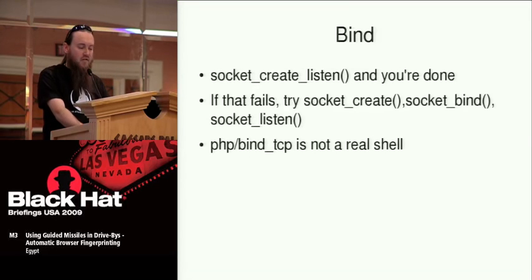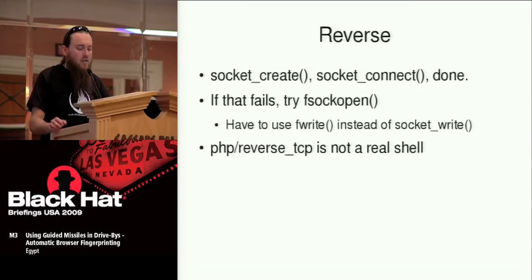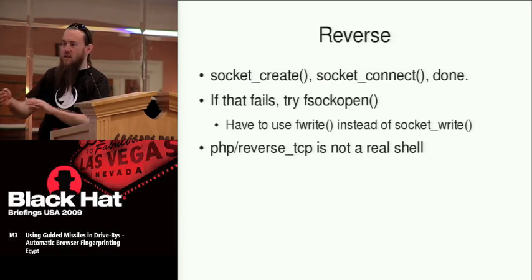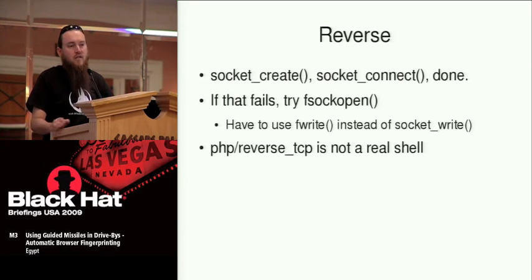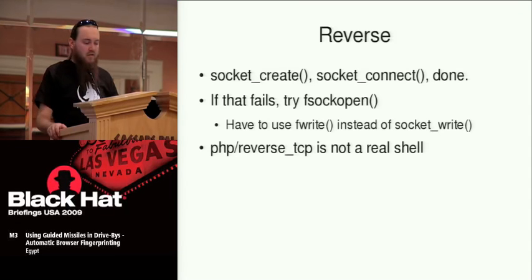Bind is really easy. There's a function called socket_create_listen, and you just run that function. If that function doesn't exist, then you do the standard create, bind, listen. But the downside to bind is that it's not a real shell. Reverse has the same problem. They're not a real shell. They're just a collection of things that run system commands. So you send a command, it creates a new shell, runs that command, gives you the output. The downside of that is that cd doesn't work, so you can't change directory. Otherwise, it's just like having a regular shell.